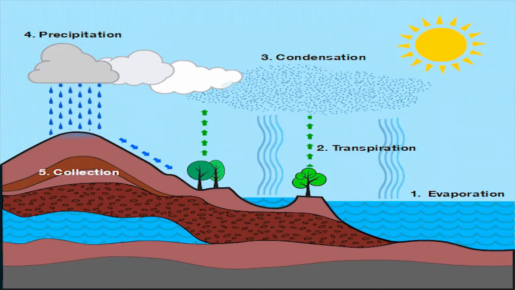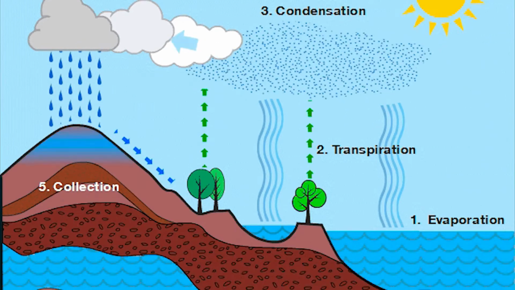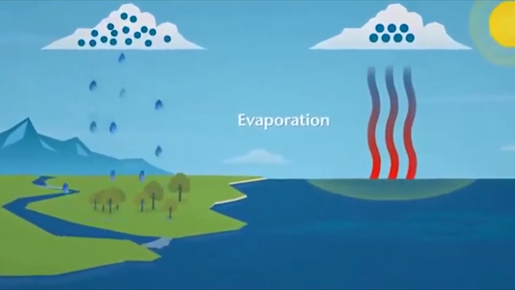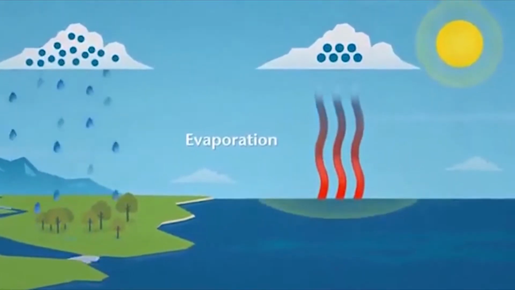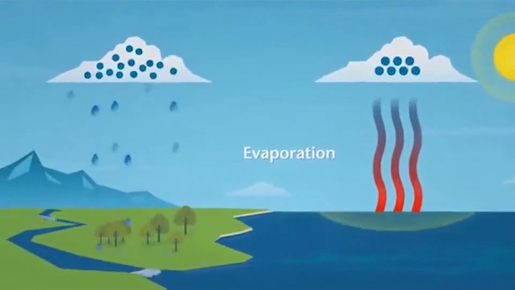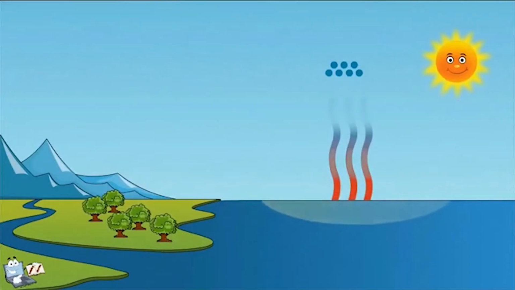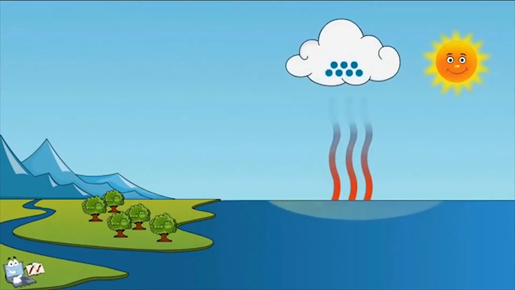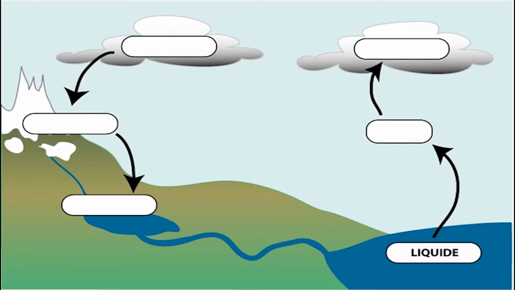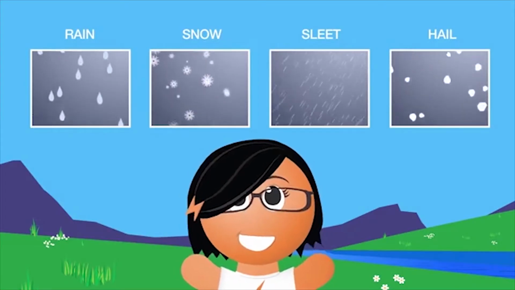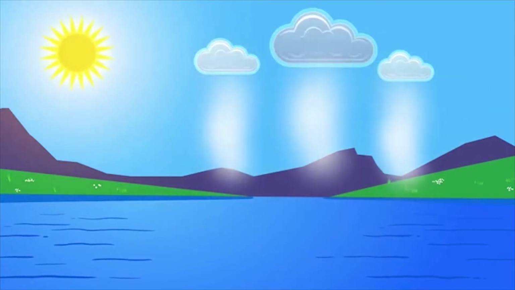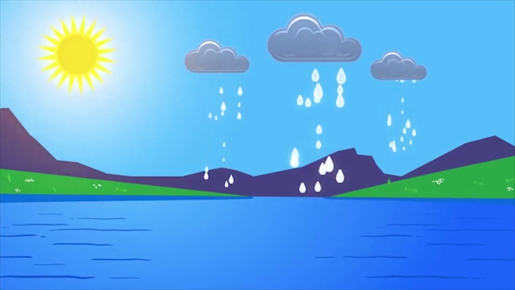We take a look at the different stages of the wonderful water cycle. Number 1 is evaporation. Energy from the sun heats up the surface of the earth, causing the temperature of the water in our rivers, lakes and oceans to rise. When this happens, some of the water evaporates into the air, turning into a gas called vapor. Plants and trees also lose water to the atmosphere through their leaves. This process is known as transpiration.